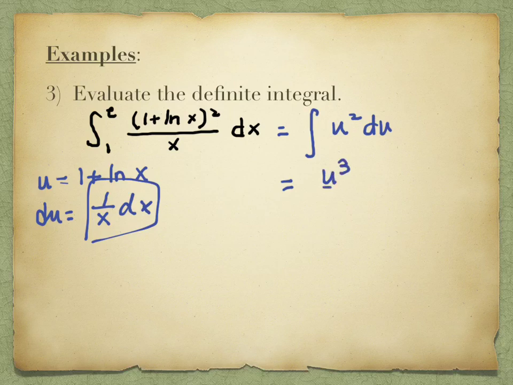U cubed over 3, or 1/3 u cubed, either way. We do have a plus c. You can put it here or you can put it at the end. As long as it's at the end, I'm okay with that. But you're not done, right?